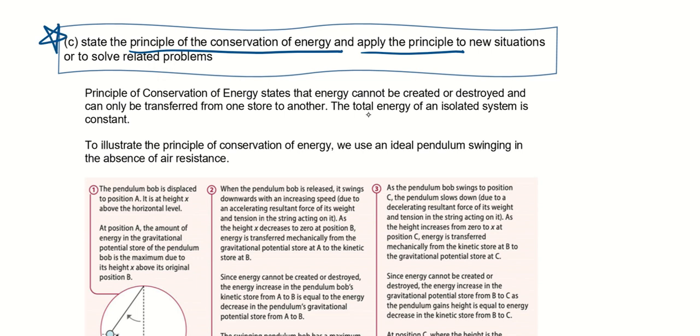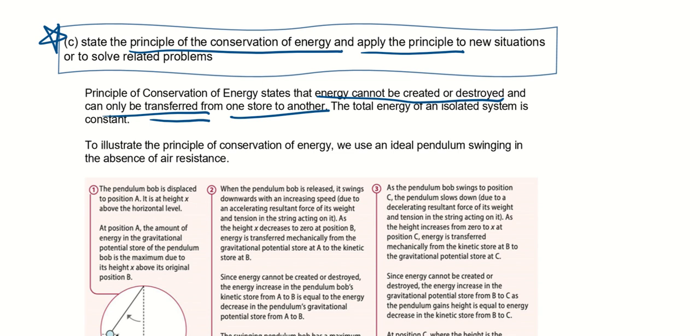I will say that this concept is pretty important for this chapter. Now, what is the principle of conservation of energy? It states that energy cannot be created or destroyed. However, it can only be transferred from one store to another. For example, energy in the kinetic store can be transferred to the gravitational potential store. So the keyword here is transferred from one store to another.